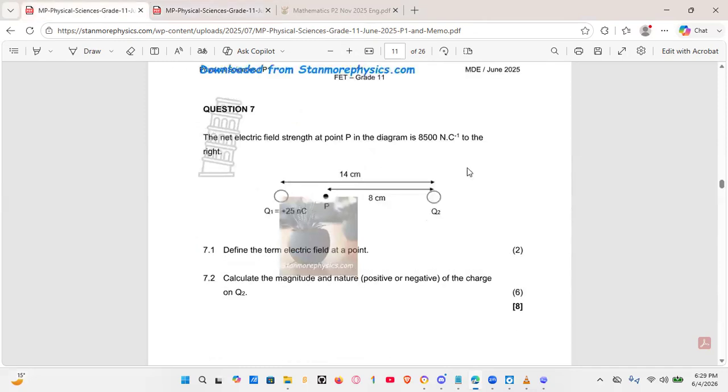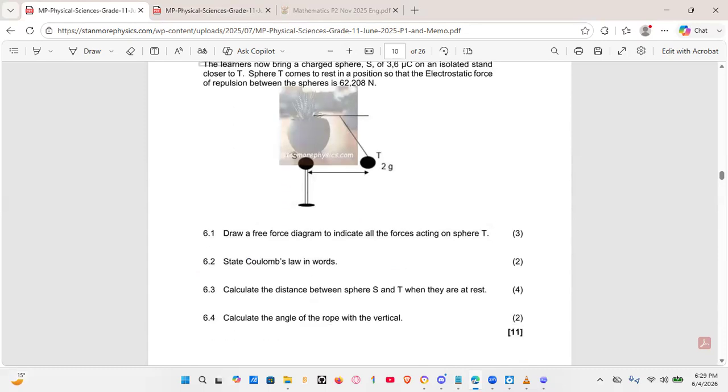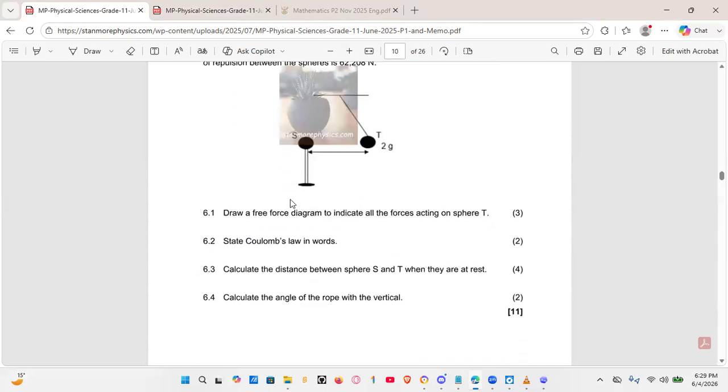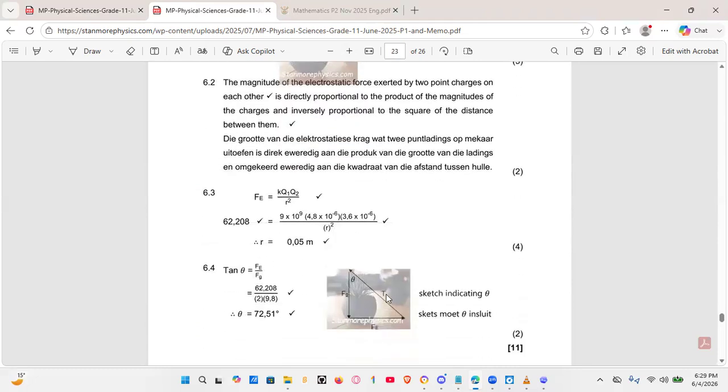Question 6, we had to draw our free body diagram. So we did draw that free body diagram. And then we had to state Coulomb's law in words: two point charges, the product of the charges. So we stated that correctly. And then we had to calculate r. Oh, it's actually x over y. That's an interesting way of doing it, looking at the angles themselves.